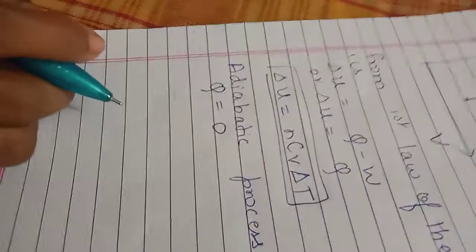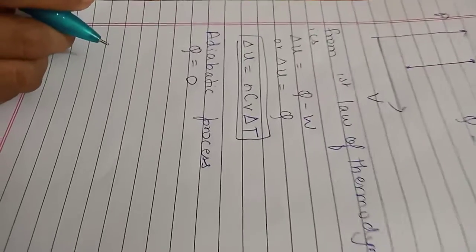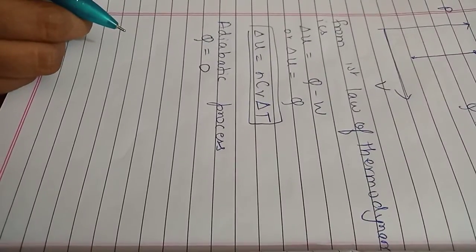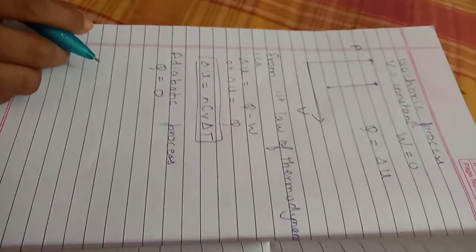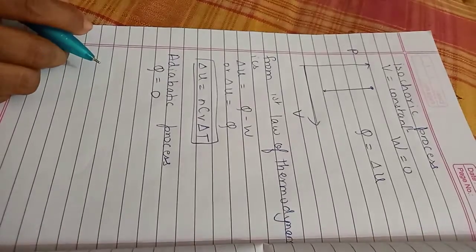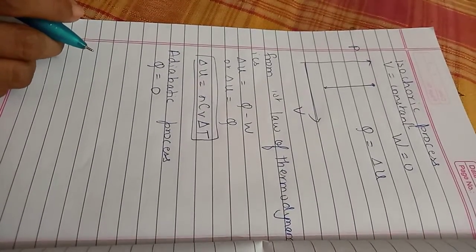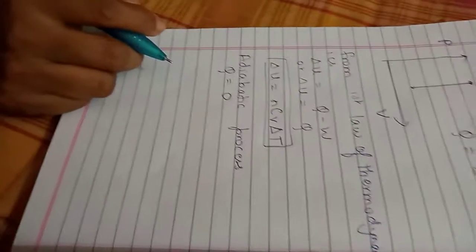So, students, the temperature of the system increases, the internal energy of the system may increase, but the heat energy of the system is zero because the system is totally isolated from the surroundings. There is no exchange of heat energy between the system and the surroundings. That is the thing here. That is an adiabatic process.